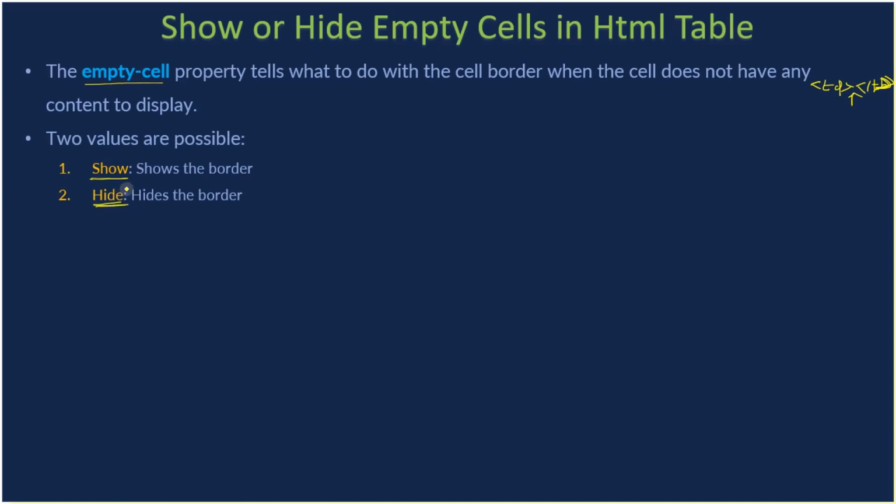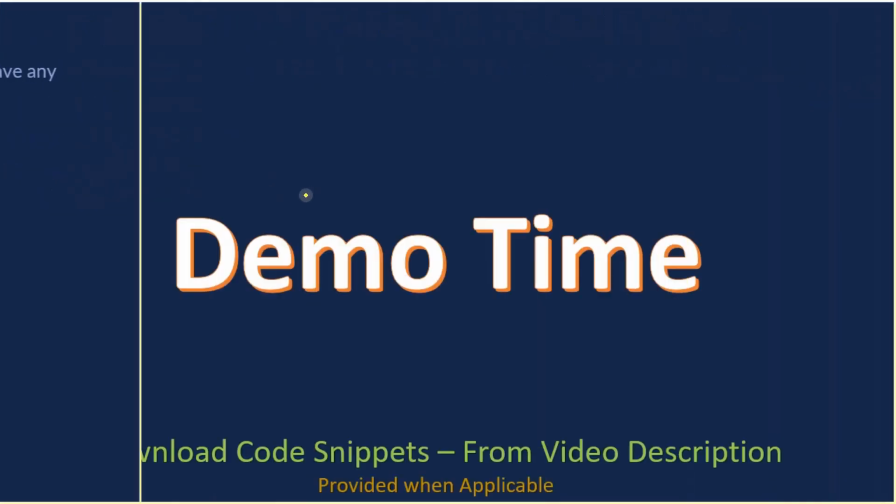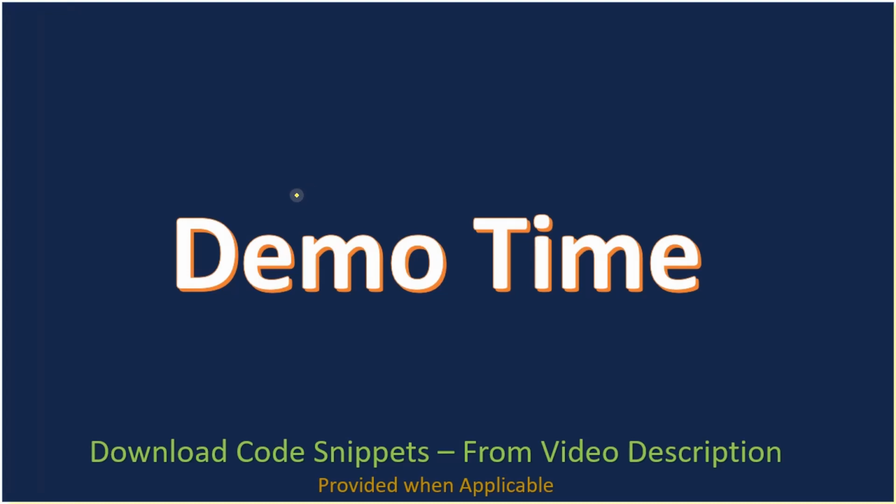So in our previous demo itself, we created a table and we provided a nice ridge border, right? We will use that same example to experiment with this table cell property. Let's go to the demo.